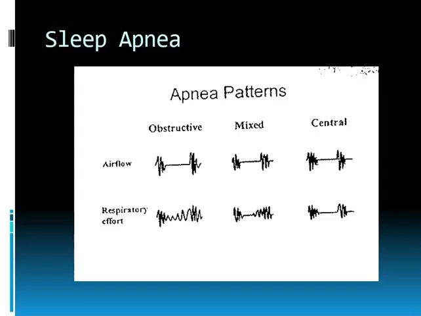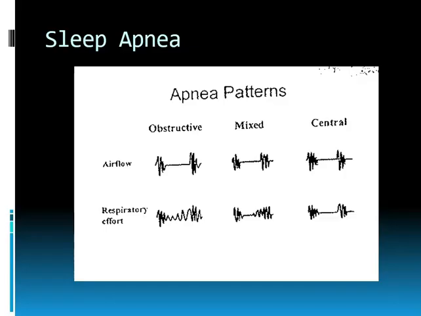Mixed falls somewhere in the middle. It always starts off as central and ends as obstructive. So what happens is you have a little bit of a central component where there's a lack of drive to breathe, and then they get their effort back. But by that point, the airway is closed off, and so the apnea continues, but it switches over to being obstructive. It's never the other way around. It's never obstructive first and then central. It's always central and then obstructive.